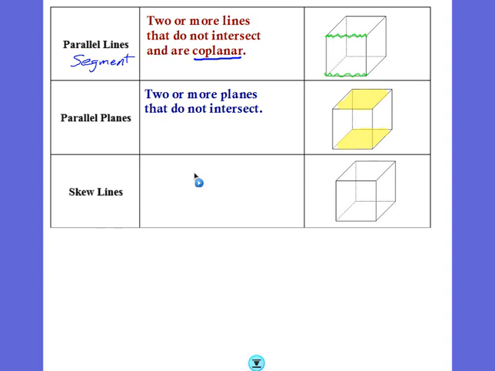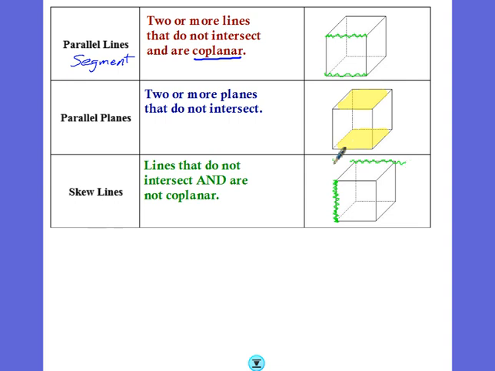And then the last word here is something called skew lines. Skew lines are lines that do not intersect and are not coplanar. So this is an example of lines that don't intersect that are coplanar. Skew lines are lines that don't intersect and are not coplanar. So let's say that I was looking at this line right here, or this segment. This would be skew to this line. That's one example. There's lots of examples here.